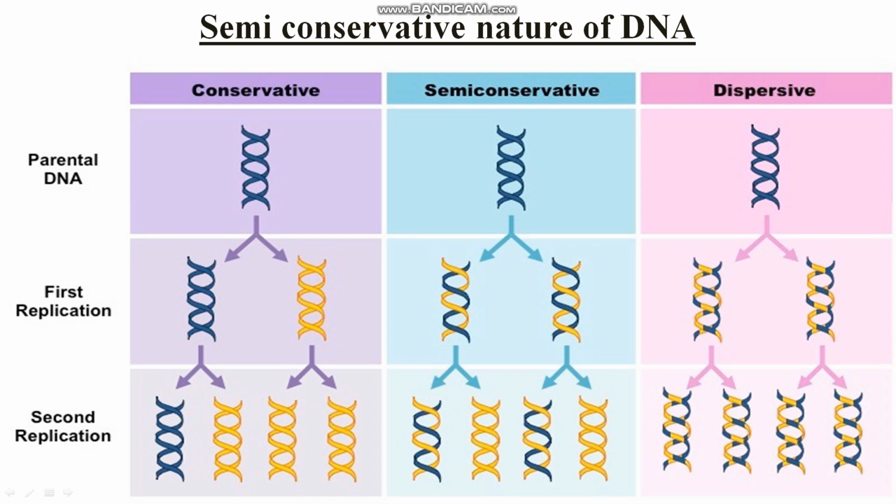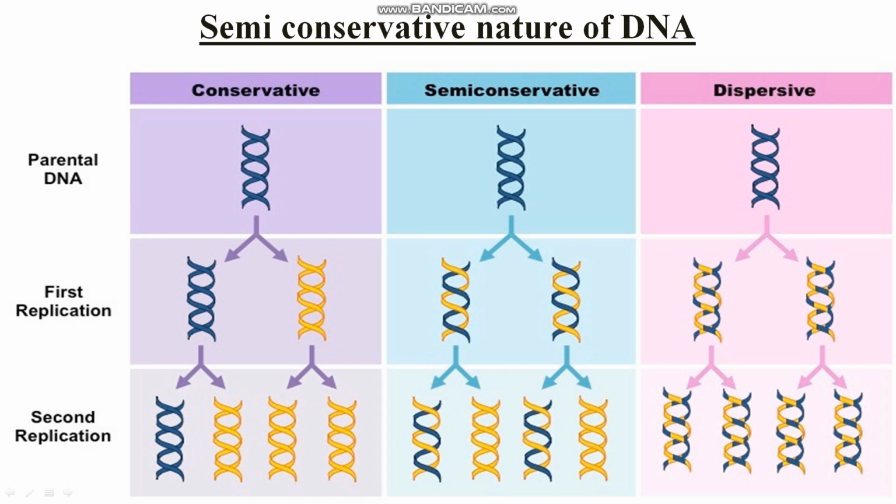So students, we were studying about the semi-conservative nature of DNA. You can see there is a double helical structure of DNA present here. In the case of semi-conservative replication, there is a parental helix: the blue color helix is the parent helix, and the yellow color helix is the newly formed strand or new DNA helix, right?